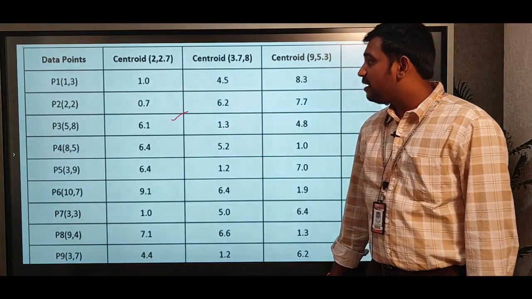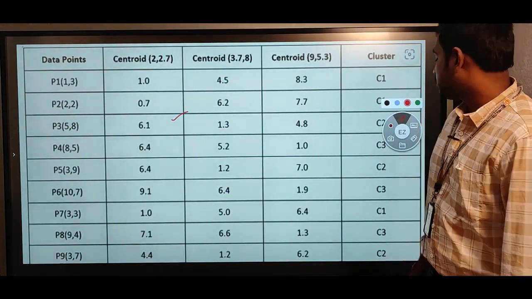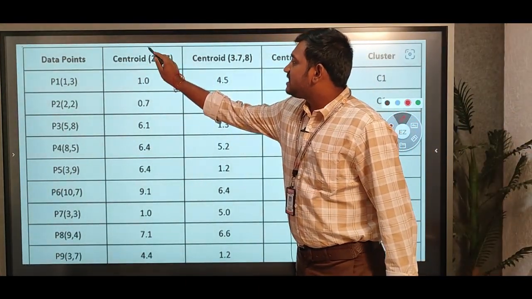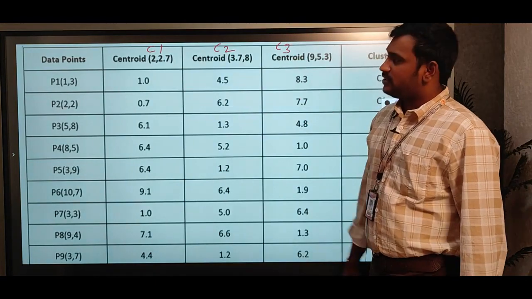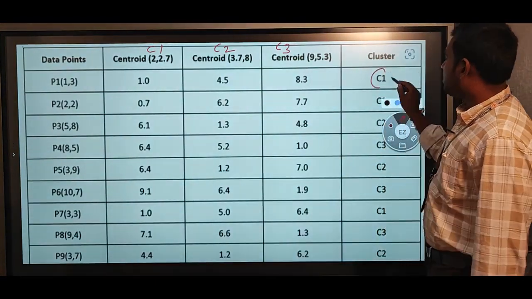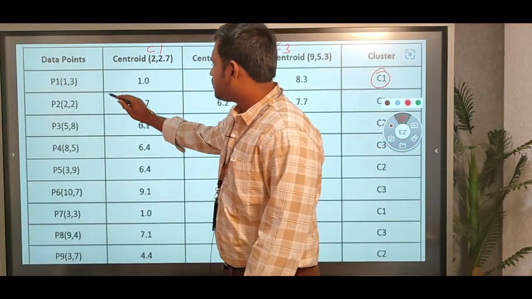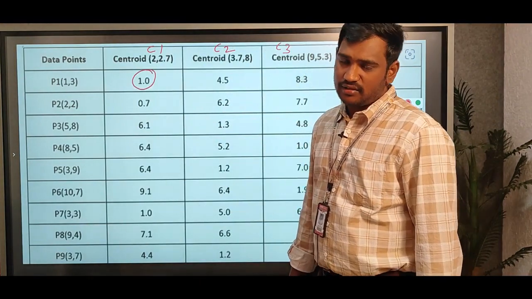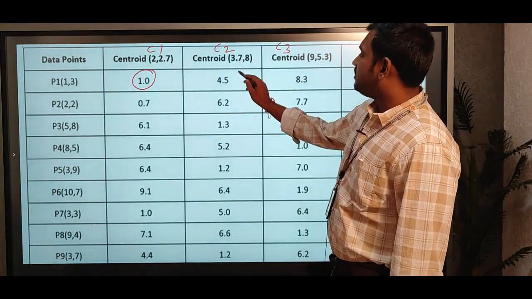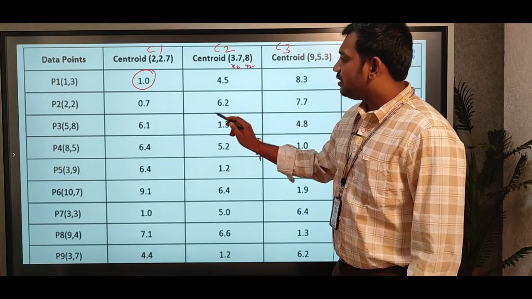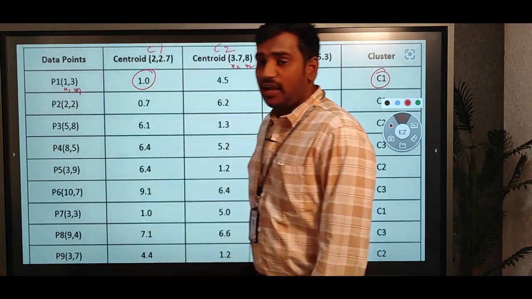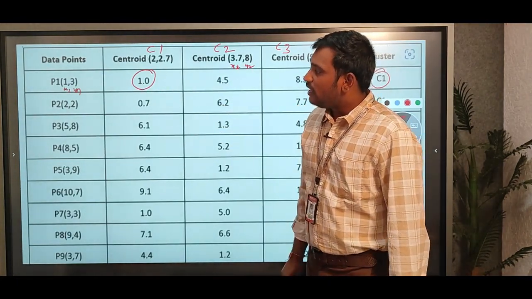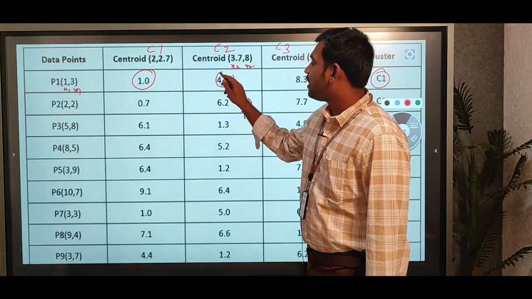You have to calculate the same again to assign data points to new clusters. Now this is the new centroid C1, this is C2, this is C3. What is the nearest value? Again this is assigned to C1, by using the same Euclidean distance formula. So the square root of (2 minus 1) whole square plus (2.7 minus 3) whole square. If you find the square root of that, the answer will be 1. Then, this is x2, this is y2, this is x1, this is y1. Using the Euclidean distance formula, the square root of (3.7 minus 1) whole square plus (8 minus 3) whole square, you will get 4.5.